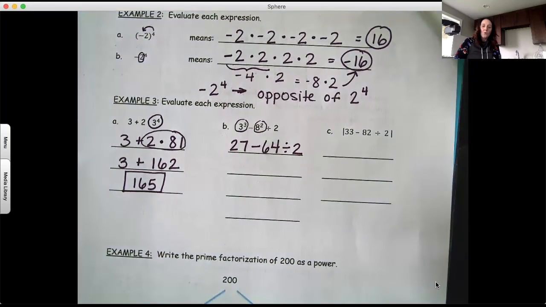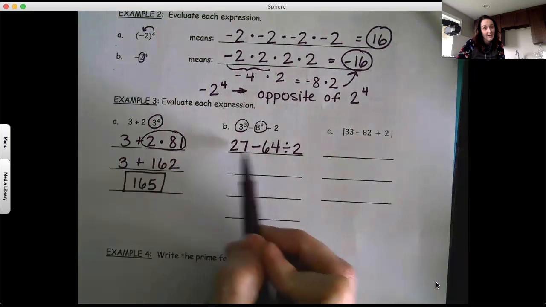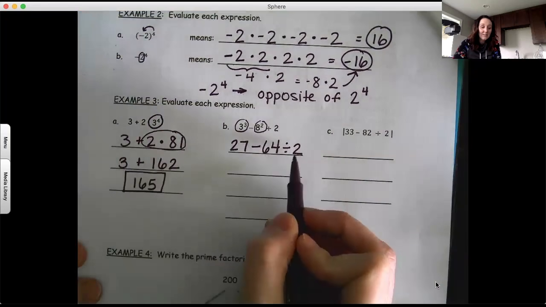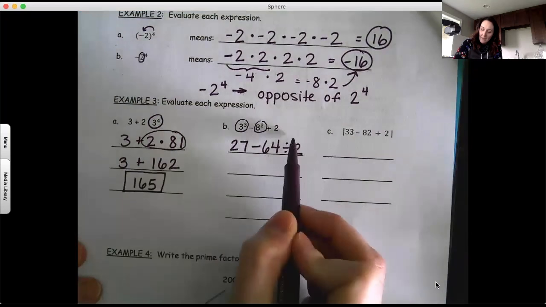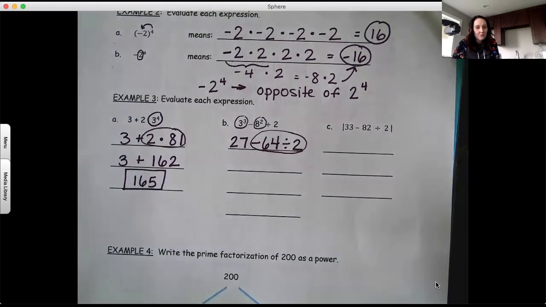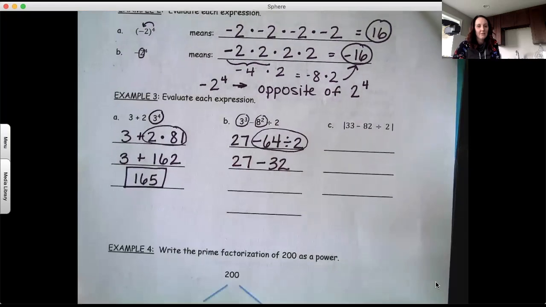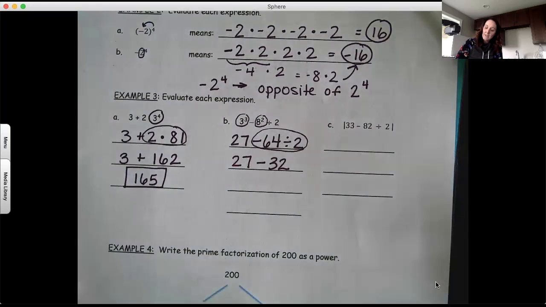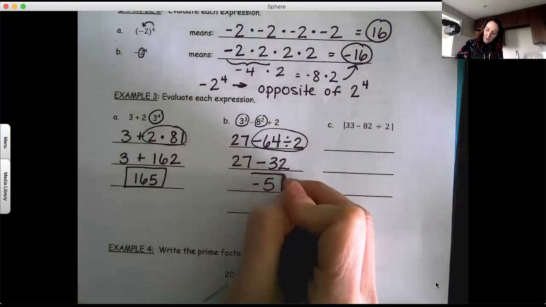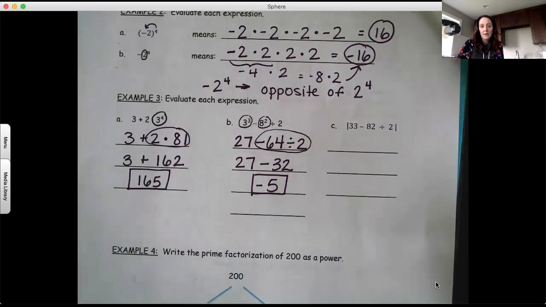So when you see this, what is the next order of operations that I'm going to do? I'm not going to do 27 minus 64 because I have this division right here. So I'm going to take negative 64 divided by 2. And what do you get when you do negative 64 divided by 2? Negative 32. So I write it right below it and move down my 27. And 27 minus 32 is negative 5. So your answer to part B would be negative 5. Notice you're doing each part and going vertically in order to help solve it.